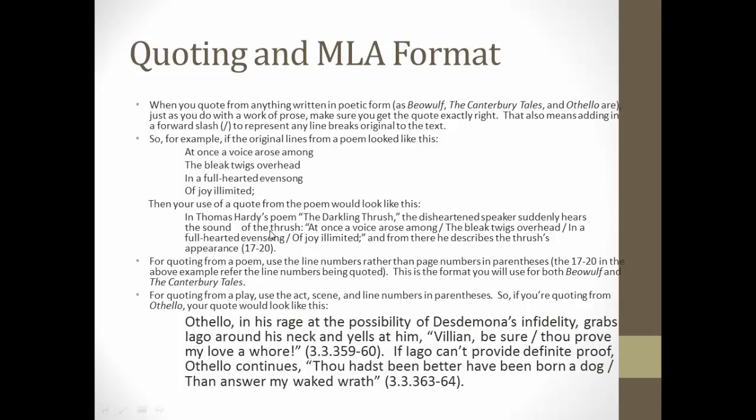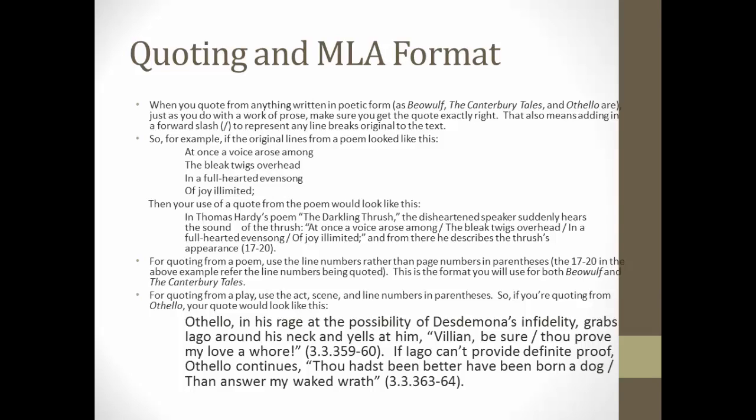So for example, this example is from a 20th century poem, but if you were looking at a poem where the original lines looked like this: "At once a voice arose among the bleak twigs overhead, and a full-hearted evensong of joy illimited." That's as it was written in the original poem. If you're going to quote that, your quote would look like this. In Thomas Hardy's poem, The Darkling Thrush, and then you've got the quote, or then you've got my description of the speaker. This disheartened speaker suddenly hears the sound of the thrush. And then notice that within that quote, I put in those forward slashes to indicate where the line breaks were.